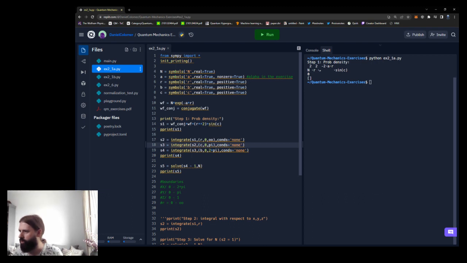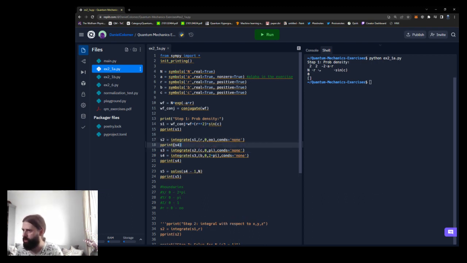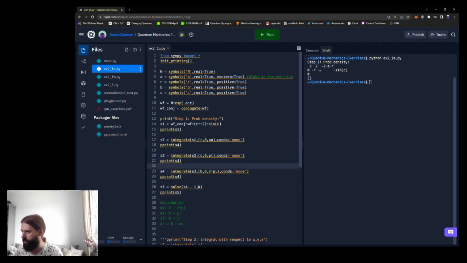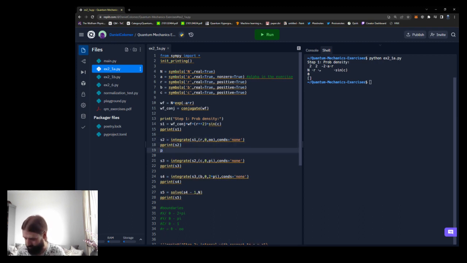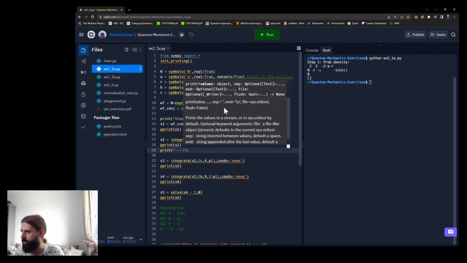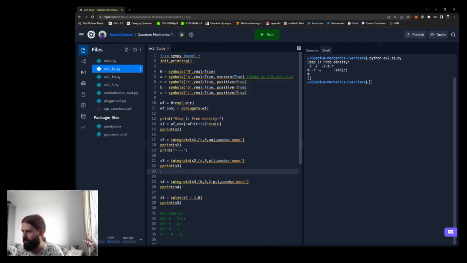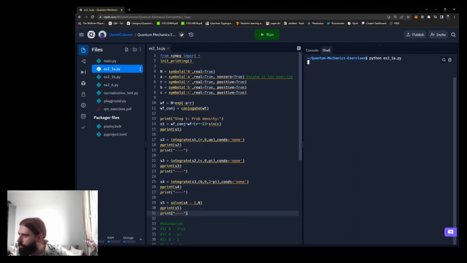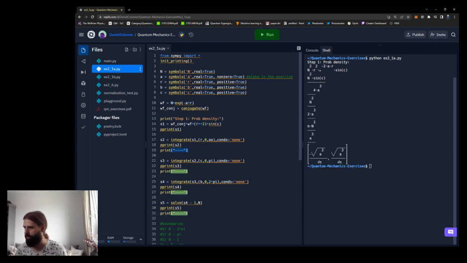So what if I do S2, S3, let's print some separators. That's awful, actually. What is the line break? Is it like this?